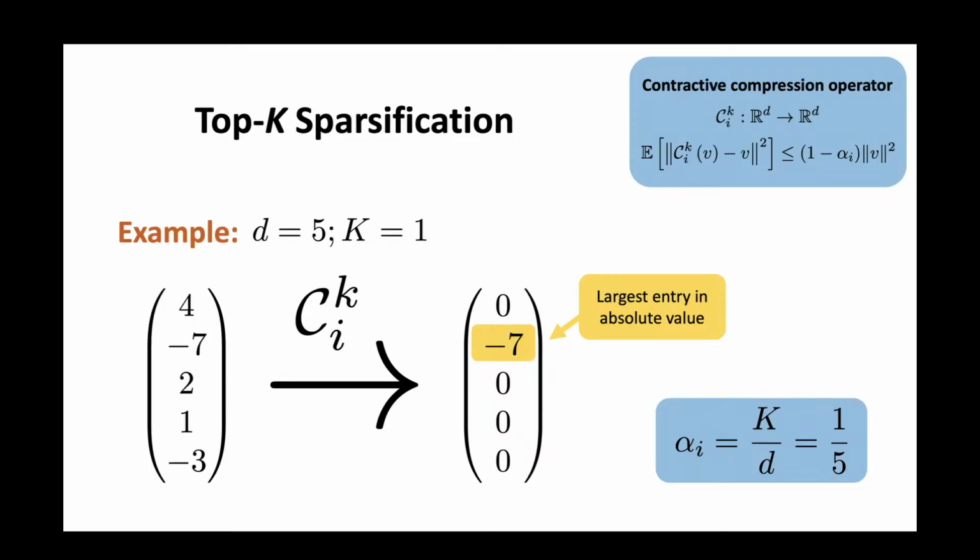In this case, with K is 1, you choose the largest one. If K is 2, the largest 2 in magnitude. If K is 3, the largest 3 in magnitude. Okay?